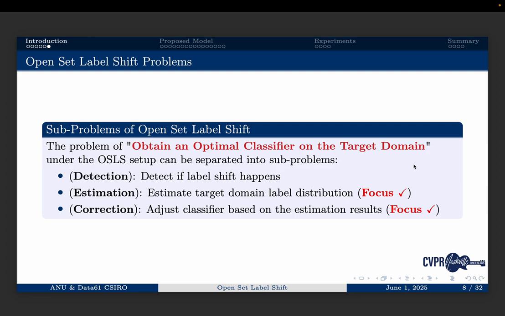Secondly, if we find the label distribution is different, then we want to estimate the target domain label distribution. And finally, after obtaining an estimate of the target domain label distribution, we want to adjust the classifier from the source domain to the target domain based on the estimation result. The open set label shift estimation and correction tasks are our focus in this paper.